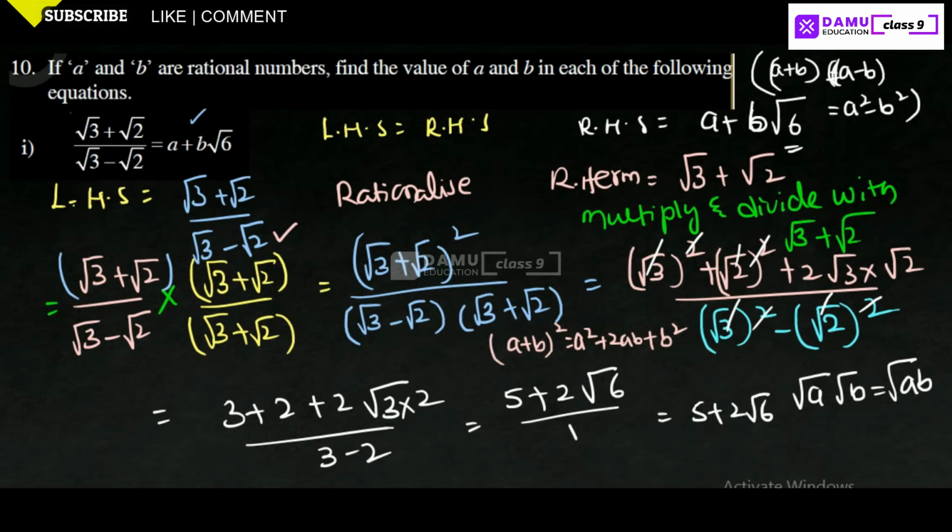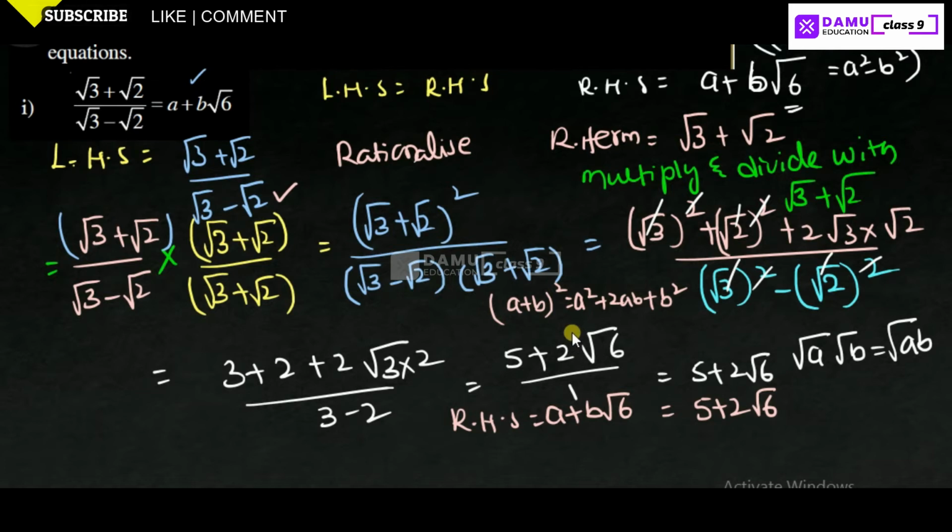So what is the RHS term? The RHS term is a plus b square root of 6, and that will be equal to 5 plus 2 root 6. Now compare all these expressions. If you compare LHS and RHS, what you will get here is a is equal to 5 and b is equal to 2. So that is the expression. Like this we need to solve.